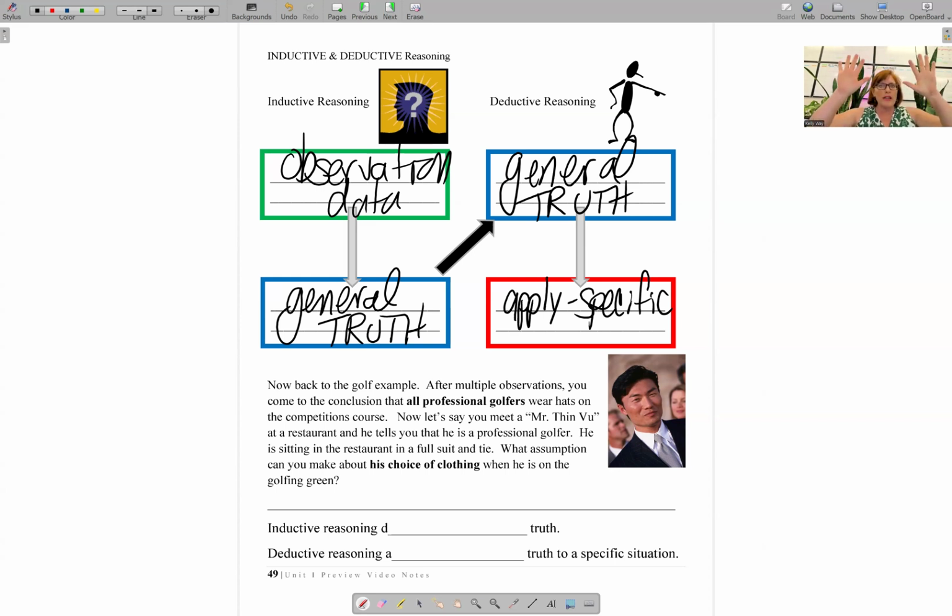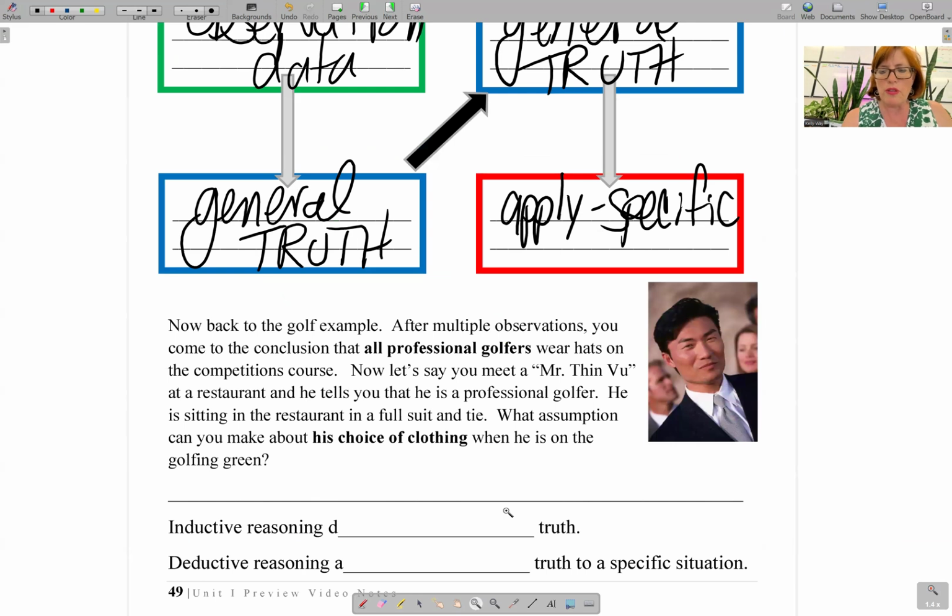Ready? Go like this with your hands. Go in. Aha. Truth. Inductive. Ready? Deductive. Aha. Truth. Specific. That is deductive. Let me show you how you can use this.